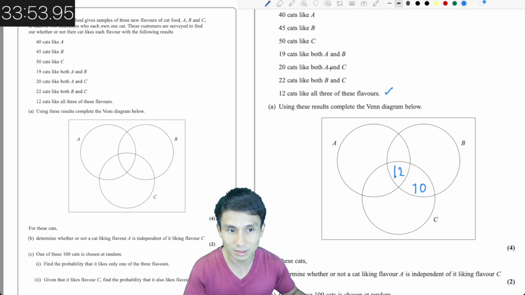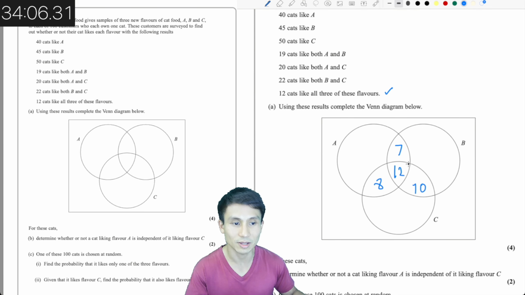Using the same method, A and C, right? So A and C, 20. So these two add up to get 20. So this is 8. Put it in the middle here, 8. And then A and B here, 19. So this must be 7 to add up to 19, yeah, for A and B. So we have used these.